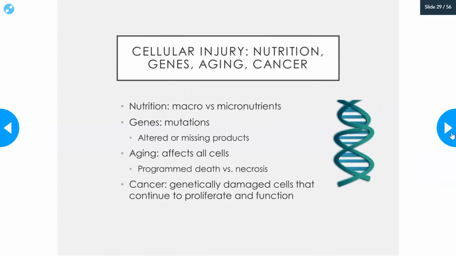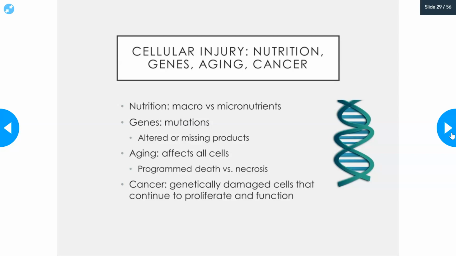Cellular injury, let's look at nutrition, genes, aging, and cancer. So on the nutrition end, let's talk a little bit about macro versus micronutrients. Your macros are your carbs, your proteins, fats, etc., how much of those you eat and your ratio of that. We have in the U.S. plenty of access to calories, to sugar, to carbs, to protein, to fats. That's usually not an issue. Eating too much of those is an issue.